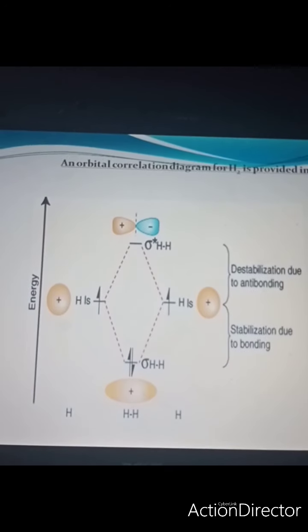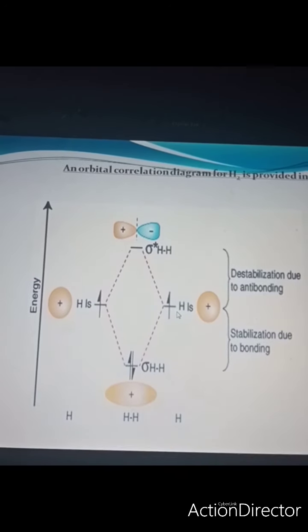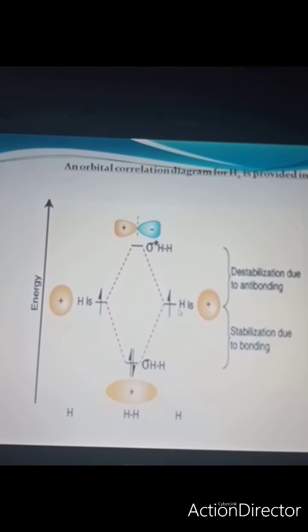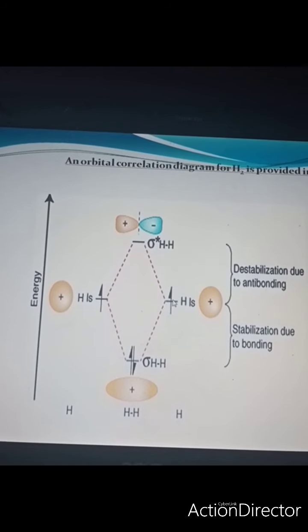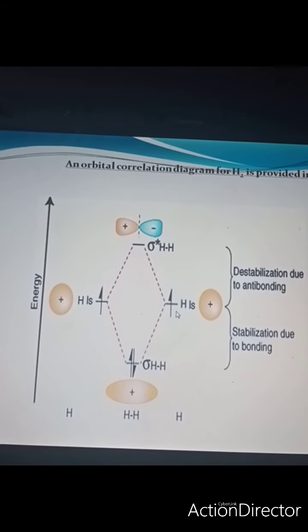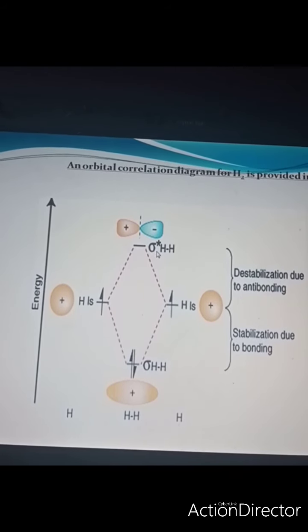Here we are discussing the molecular orbital diagram of H2. So this is the atomic orbital of H, and this is the atomic orbital of H. Since H has one electron, 1s1, 1s1, so one electron you will be filling in each. Now when the molecular orbital is formed, since s orbital is there, constructive overlap will result in sigma bonding and destructive overlap will result in sigma anti-bonding.